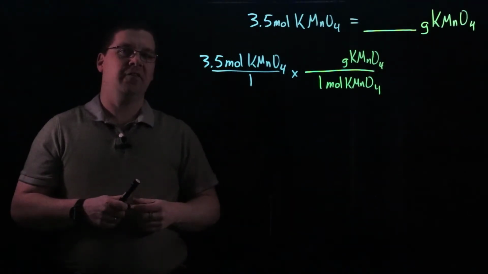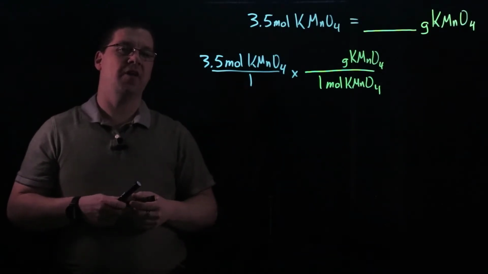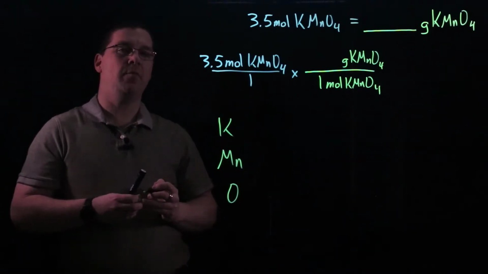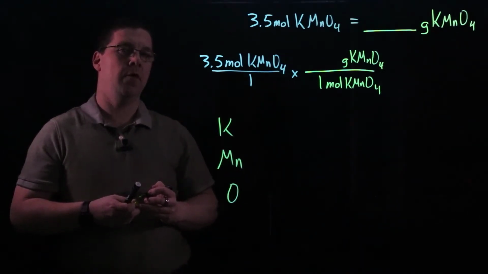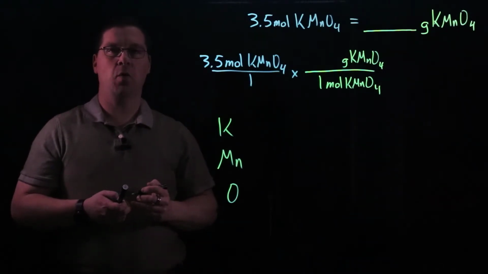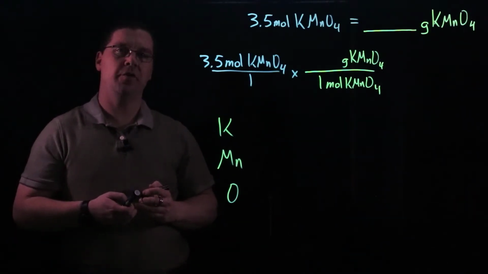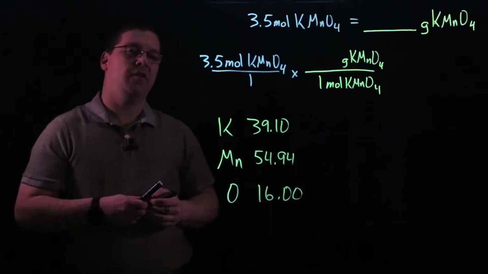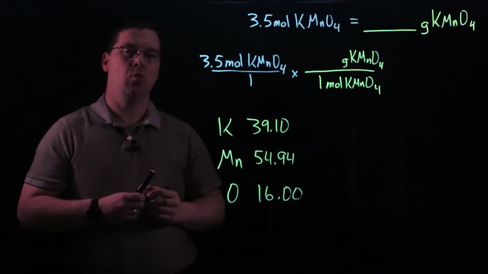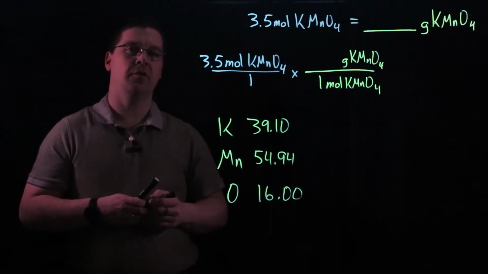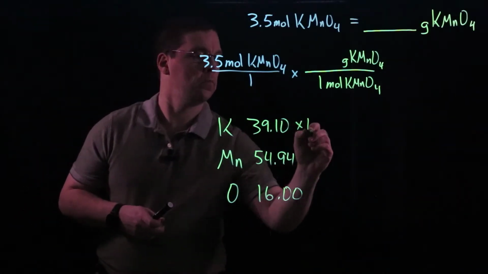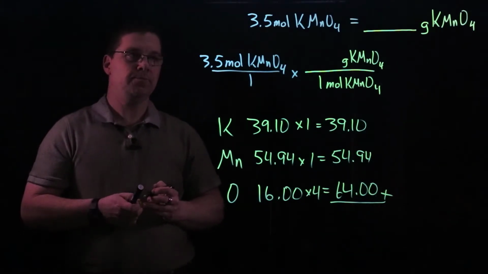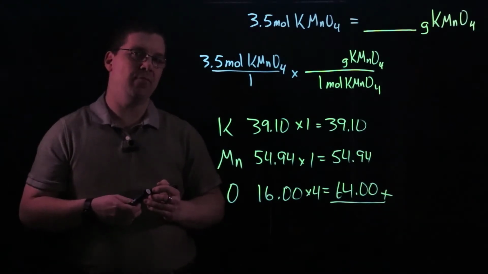To find the molar mass, I need to go to the periodic table and find the atomic masses for each of the elements involved. Potassium has a mass of 39.10, manganese is 54.94, and oxygen is 16.00. Looking at the formula for potassium permanganate, I can see that there's 1 potassium, 1 manganese, and 4 oxygens. So taking these into account, when I add those together, I come up with 158.04.